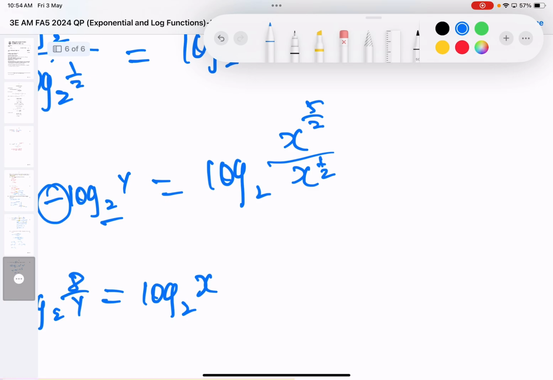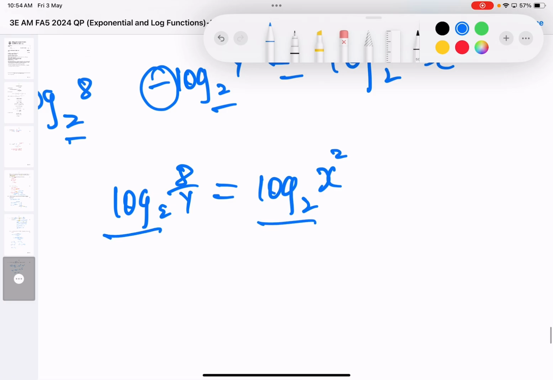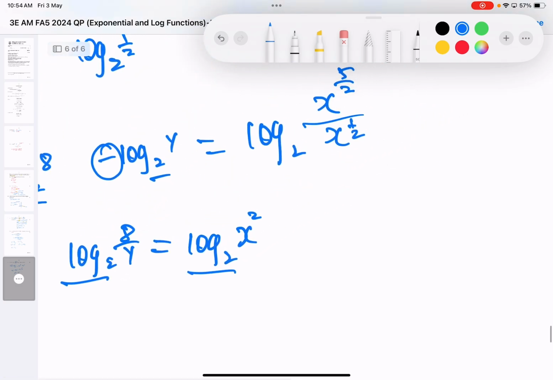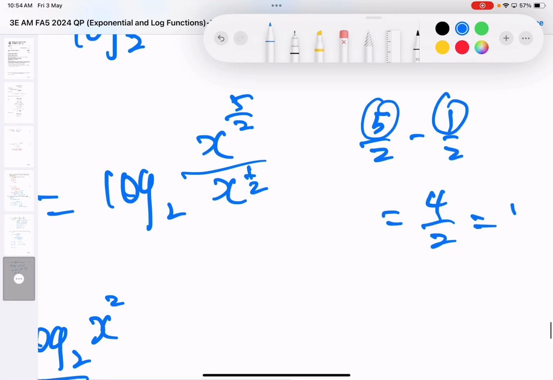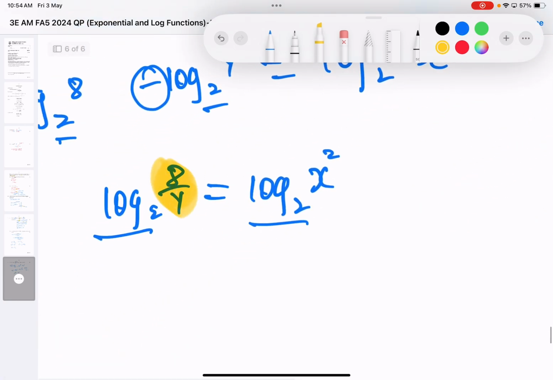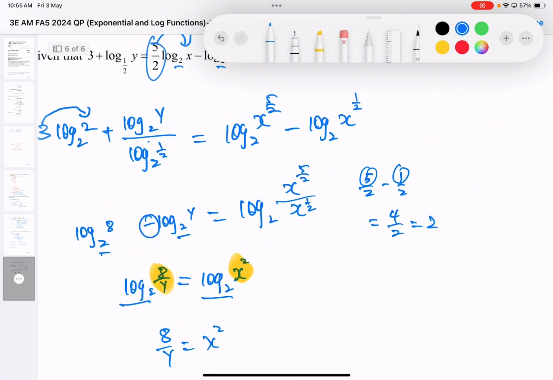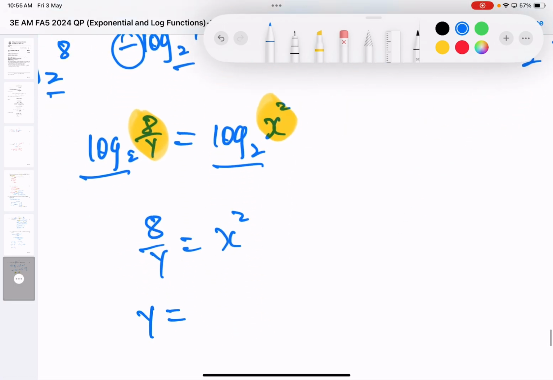X to the power of 2. Then what do I do next? I remove both log 2. Why is it x to the power of 2? 5 over 2 minus half. 5 minus 1 is 4. 4 over 2 is 2. Okay? Okay. So here we can just compare these two. 8 over y is x squared. What does the question want us to do? Make y the subject. So therefore y is equals to 8 over x squared. That's it.